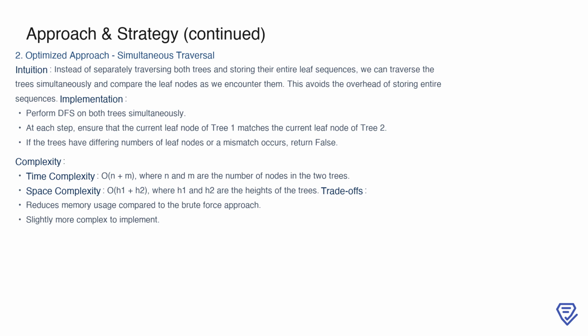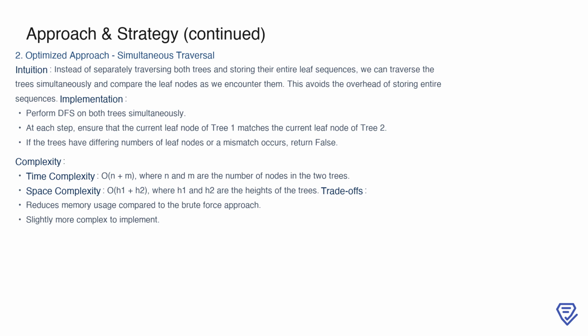For implementation, we perform a DFS on both trees at the same time. At each step, we check whether the current leaf node of the first tree matches the current leaf node of the second tree. If the trees have a different number of leaf nodes, or if we encounter a mismatch, we immediately return false. This approach maintains the same time complexity as the brute force method, O(n + m), but reduces the space complexity to O(h1 + h2), where h1 and h2 are the heights of the trees.